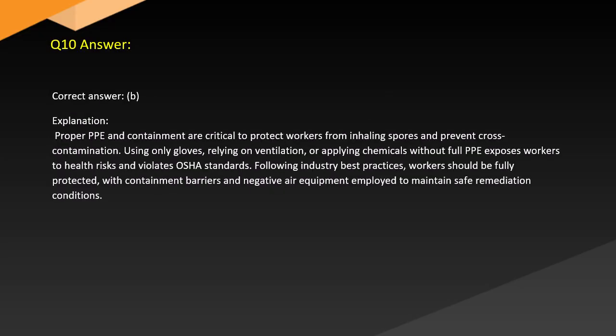Answer. Correct answer. B. Explanation. Proper PPE and containment are critical to protect workers from inhaling spores and prevent cross-contamination. Using only gloves, relying on ventilation, or applying chemicals without full PPE exposes workers to health risks and violates OSHA standards. Following industry best practices, workers should be fully protected with containment barriers and negative air equipment employed to maintain remediation conditions.